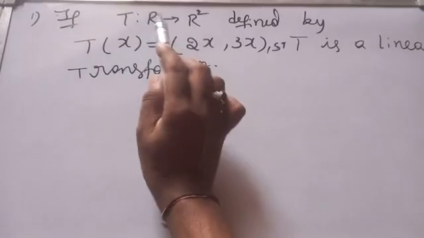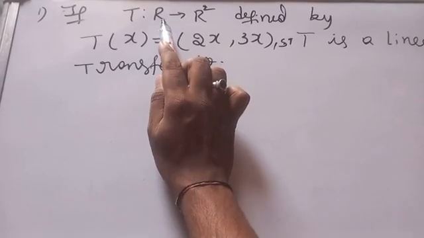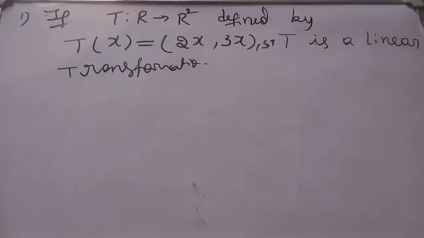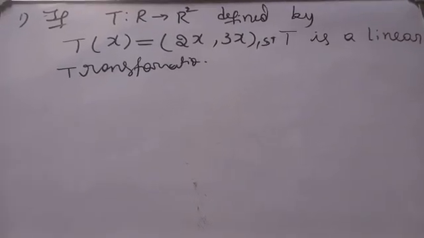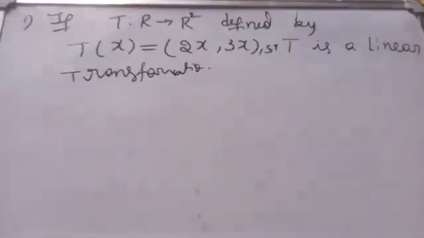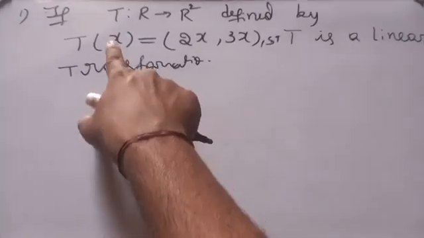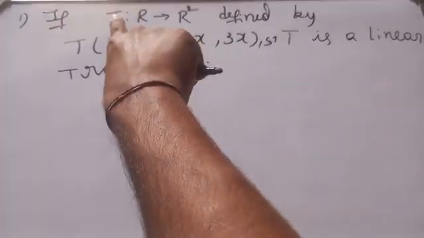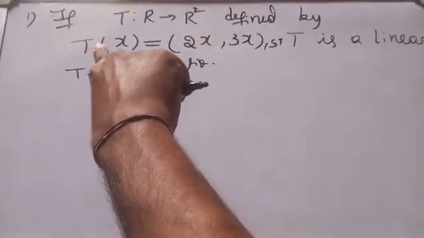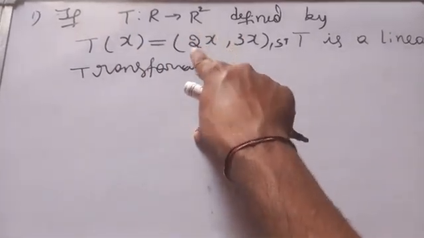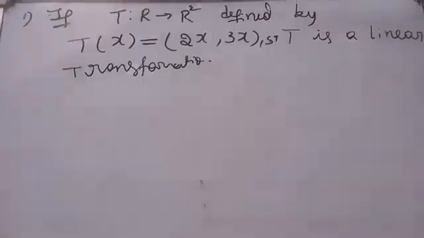T from R to R square. So R is the domain set and R square is the co-domain set. What is domain? Domain means the set of all input values. What is co-domain? The set of all transformed values is called the co-domain. So T of x equals (2x, 3x). T from R to R square: the domain set contains only one element, and the co-domain contains two elements, 2x and 3x.